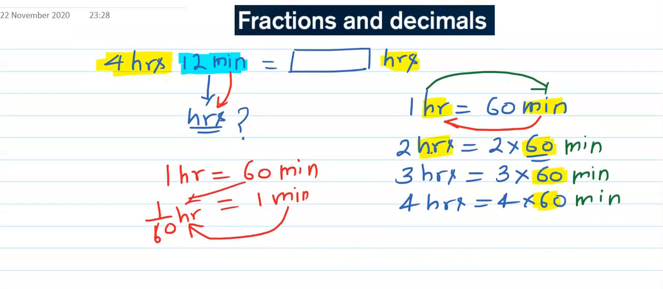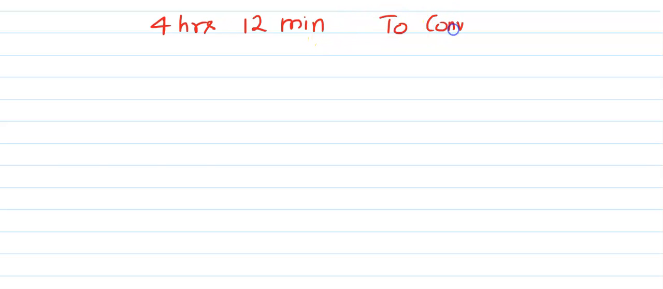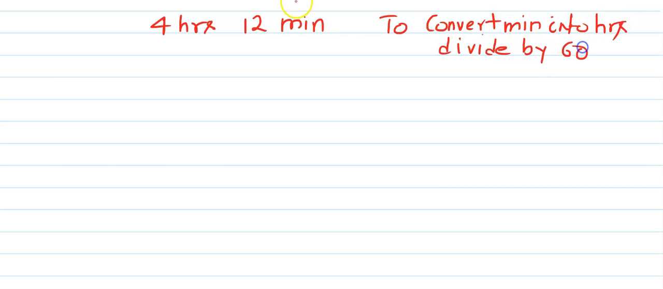Okay, so let's write down here. If it is 4 hours and 12 minutes, we have learned to convert minutes into hours, divide by 60. So this is 12 minutes. If you divide by 60, the minutes cancel and we can write hours. Now it is our simplifying. So 12 over 60, how can we simplify?